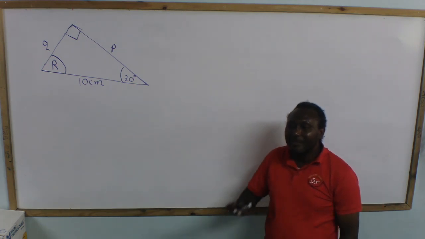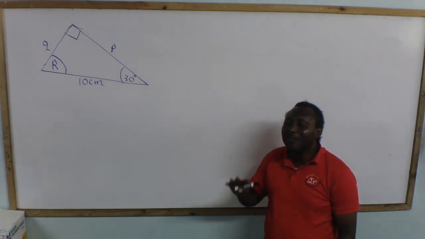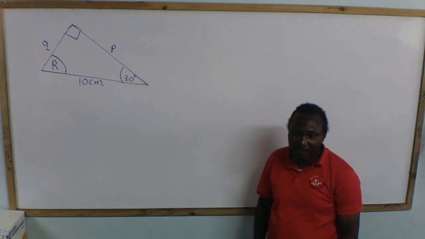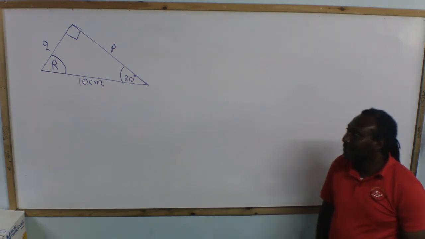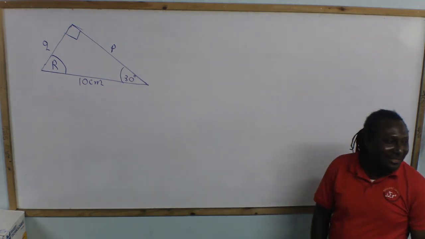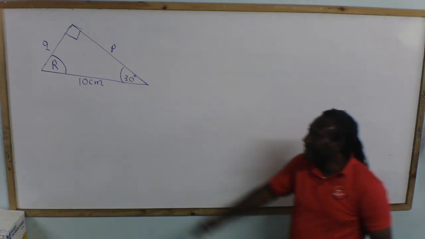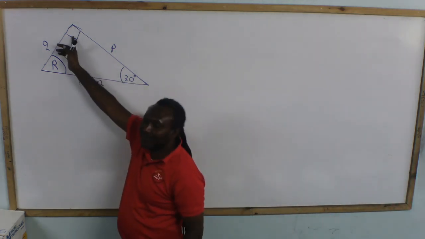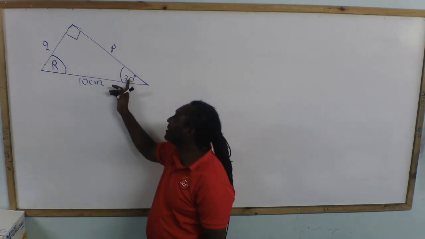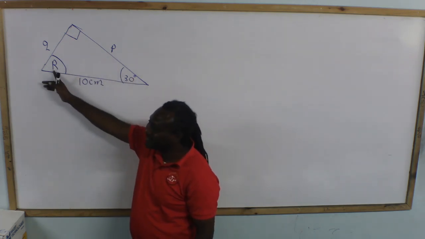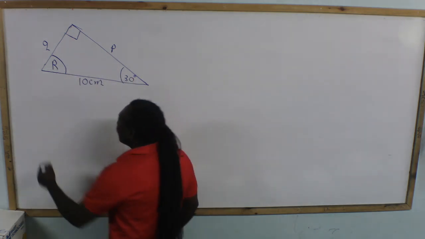And when you are solving a right angle triangle or any triangle, try to find the easiest one first. So R equals 60 degrees. Okay, R is equal to 60 degrees. This is the easiest thing to find. We know that this is? 90. And this is? 30. So that makes this one?